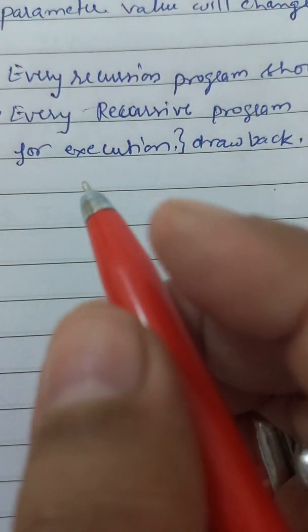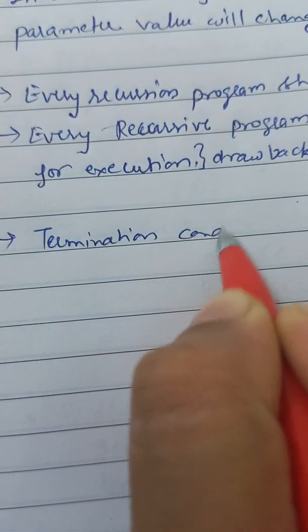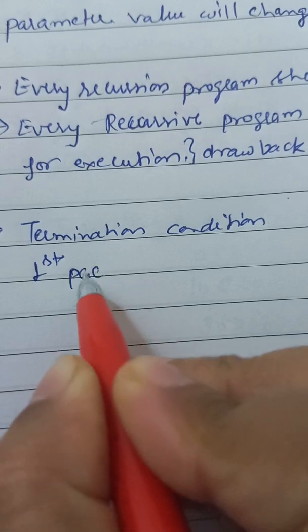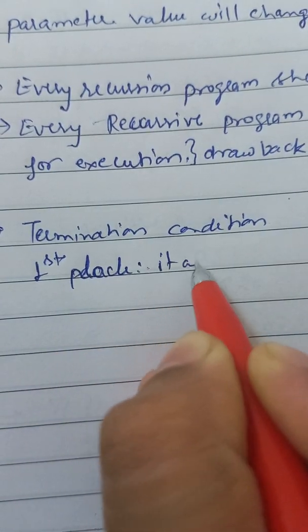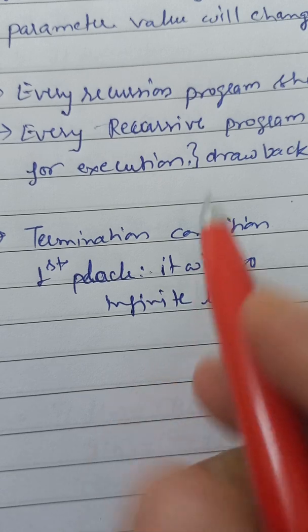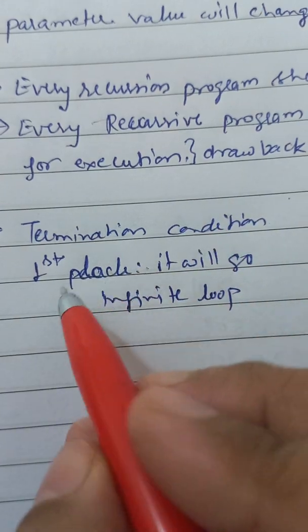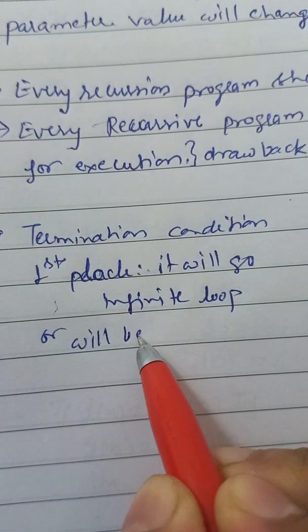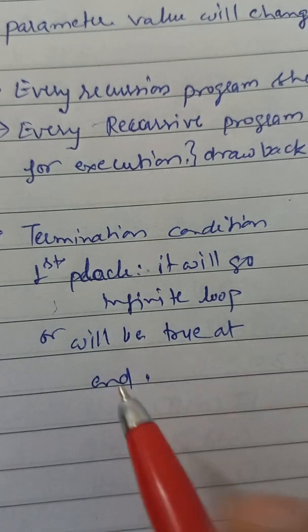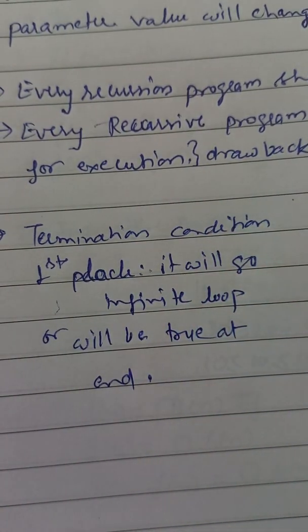Termination condition, one more thing is required. The termination condition should be at the first place, otherwise it will go into an infinite loop. That's why the termination condition is required, and it should be at the first place, otherwise it will go into an infinite loop. The termination condition should also be true at the end, because if it is not true, then again it will go into an infinite loop. So this is all about recursion. What is exactly recursion?